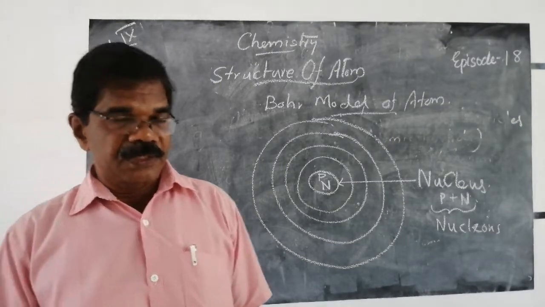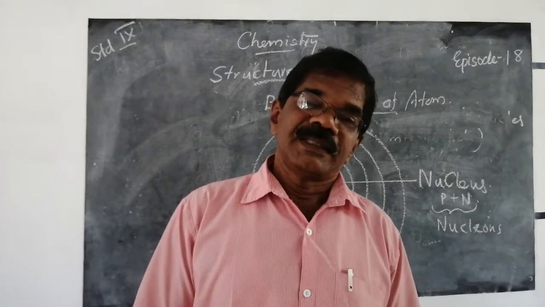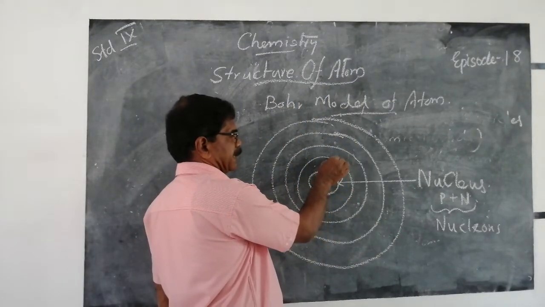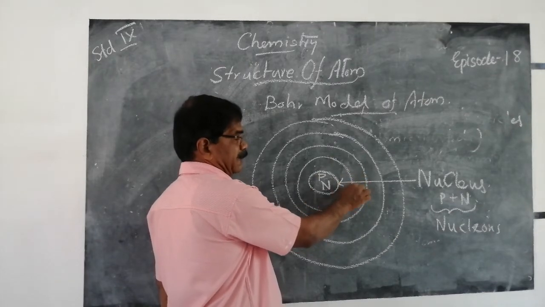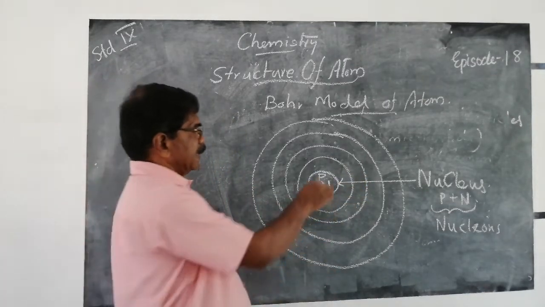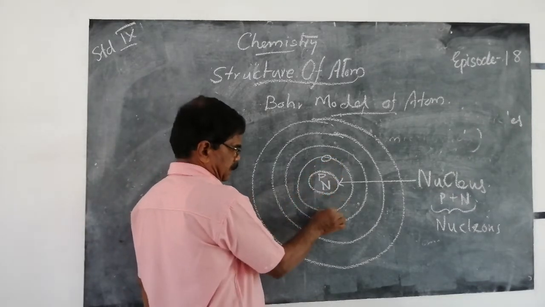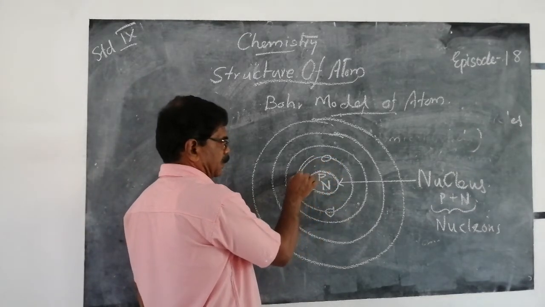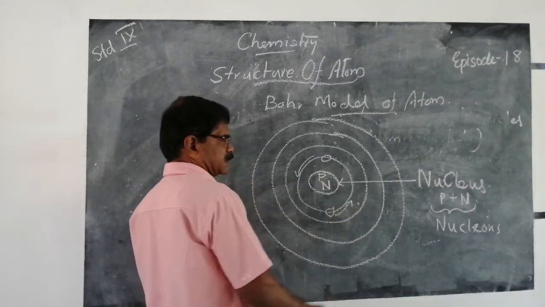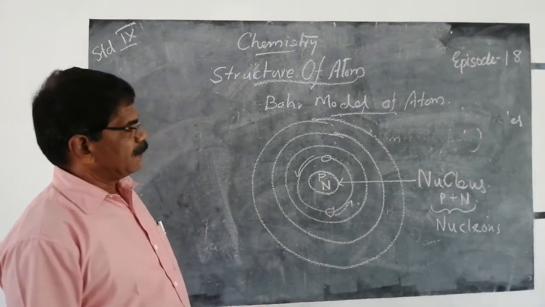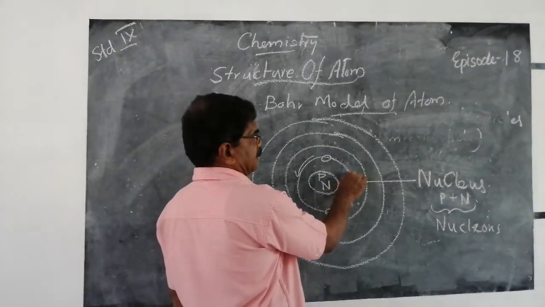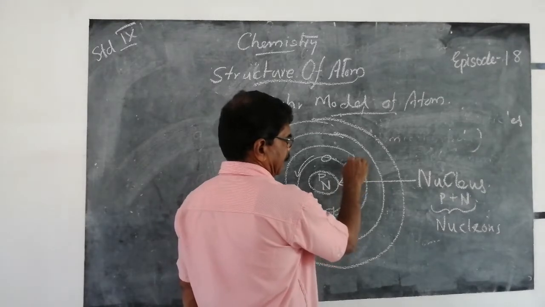Then where are the electrons? The electrons are always revolving around the nucleus in definite paths. These definite paths are called shells. The first shell is called K.